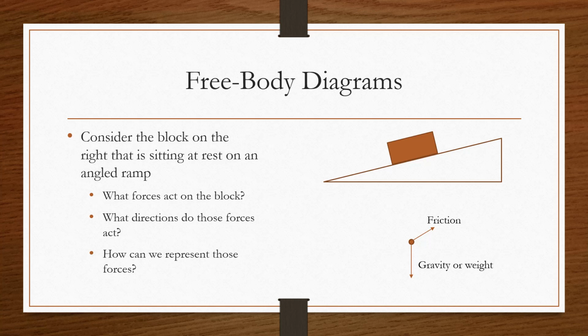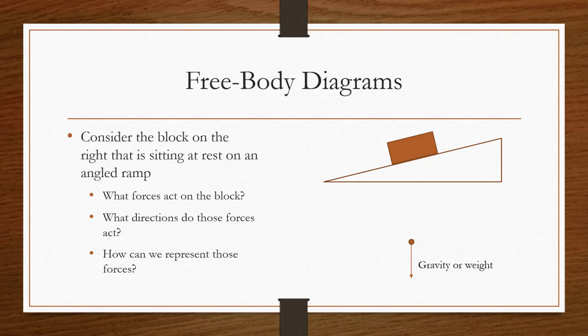If this thing is sitting at rest on a ramp, if friction doesn't exist, this thing is going to slide down the ramp. Since we know it doesn't slide down the ramp, there must be a force of friction that acts in the direction up the ramp, opposite the direction motion would be if it didn't exist.